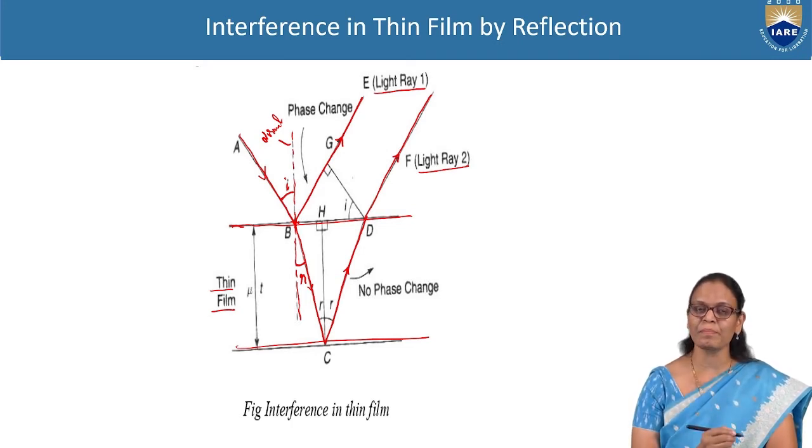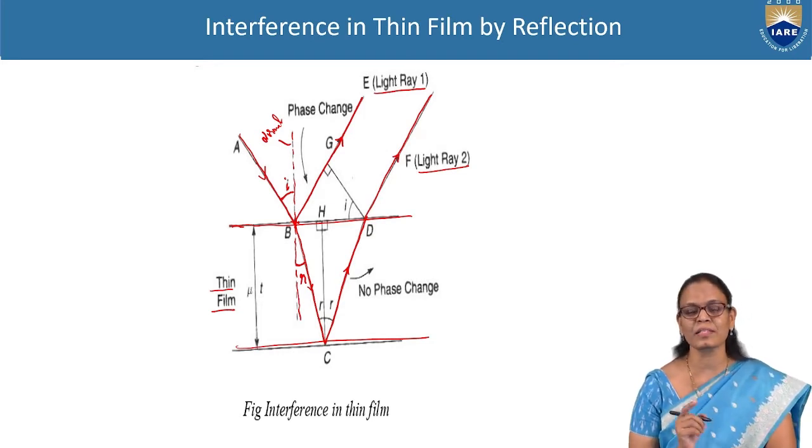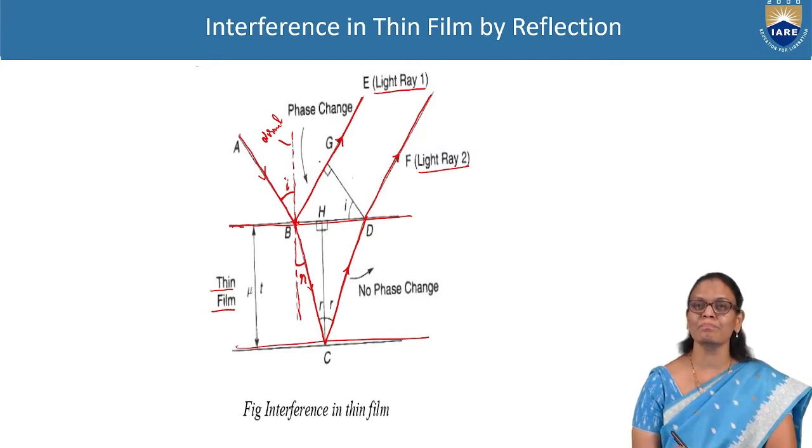But when will they be in phase? When the path traveled by the two rays is the same, or the path difference is an integral multiple of lambda, we get constructive interference. So we need to understand the path traveled by the two rays, or calculate the path difference between the two rays.